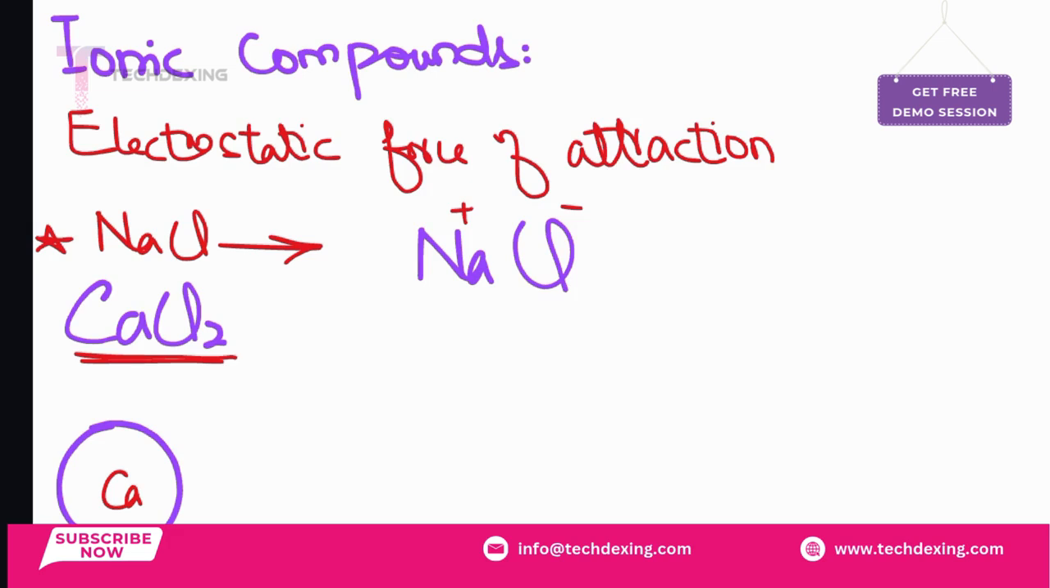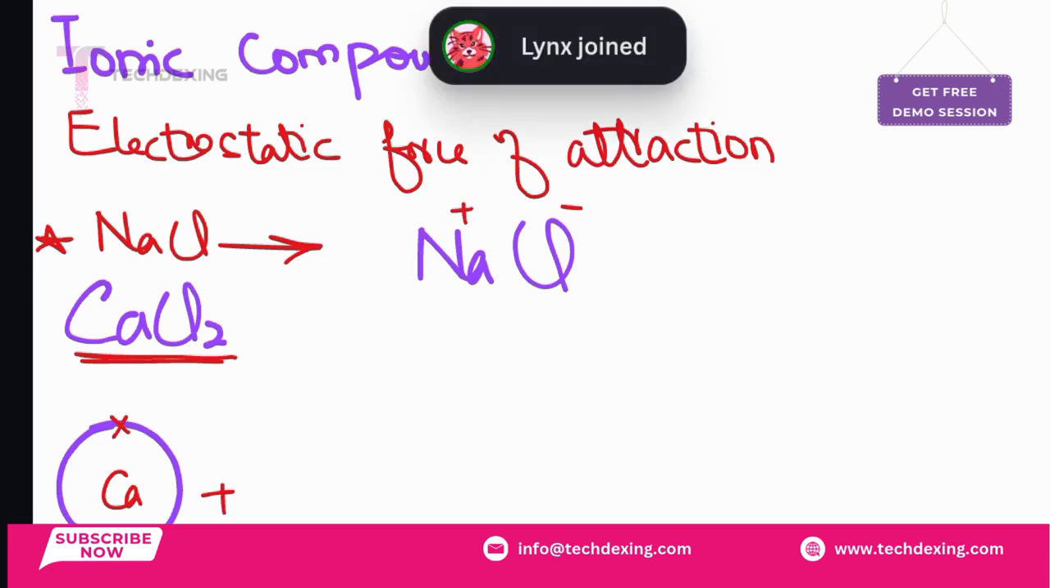Calcium. According to you, how many electrons are present in the outermost electronic shell of the calcium atom? 2. Okay. So suppose I am showing that with the help of the cross. So these are the 2 electrons in the outermost electronic shell of the calcium atom.